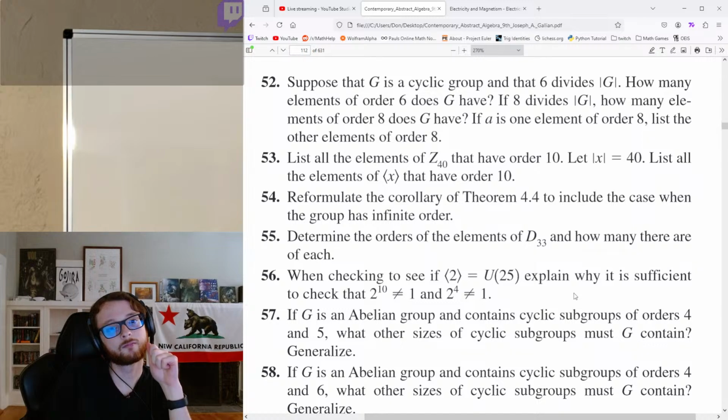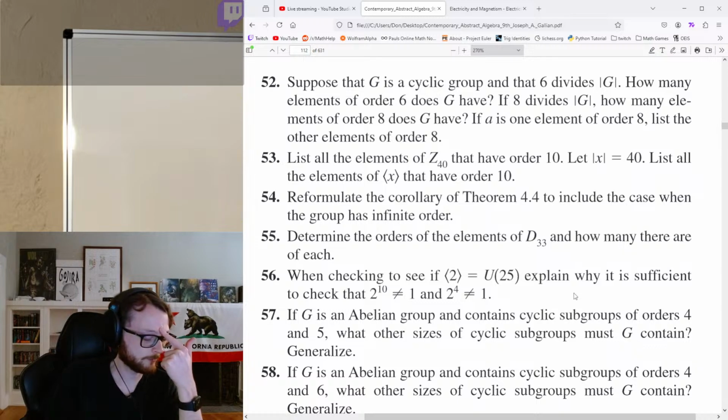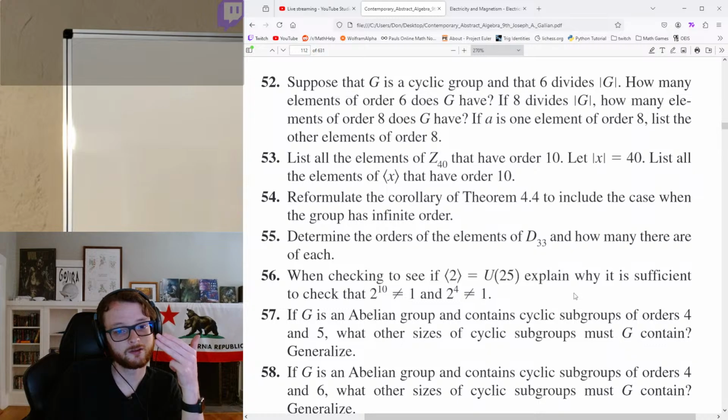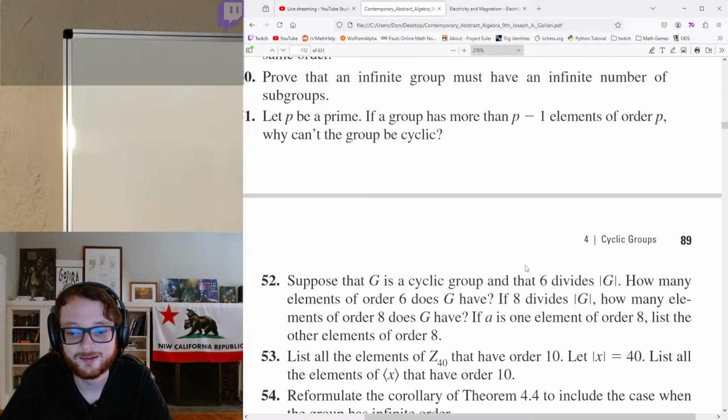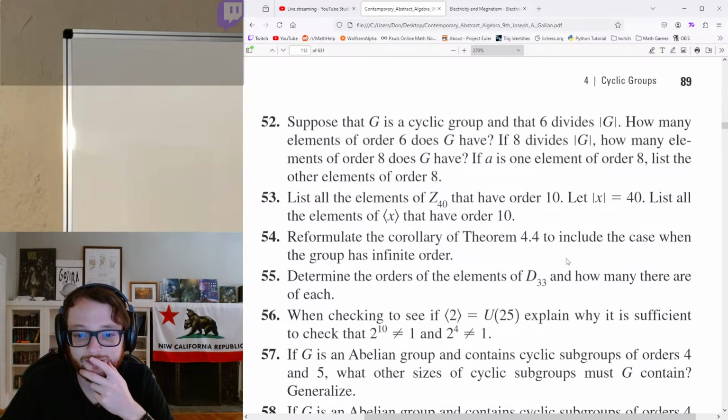4, 12, 24. Are you good or bad? Bad, because you have a GCD of 8. 28 is good. 32 is bad. 36, good? We have 4 elements. Oh, shoot, 40 divided by 10. So yeah, we have 4 elements of order 10.